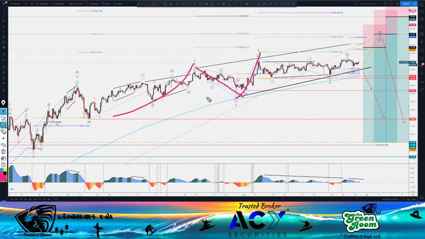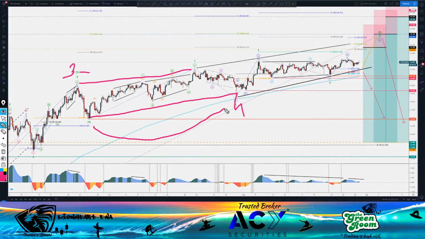Now, of course, there could be another interpretation right here. Intermediate degree (3) in brackets, green color, has ended right here. And maybe we have an expanding flat right here, in which case this 4 should be here. Does it make a difference? Not really, because it's still going to be an ending diagonal in the actual fifth, but it's going to do the overshoot right there. So that's where these levels come in.